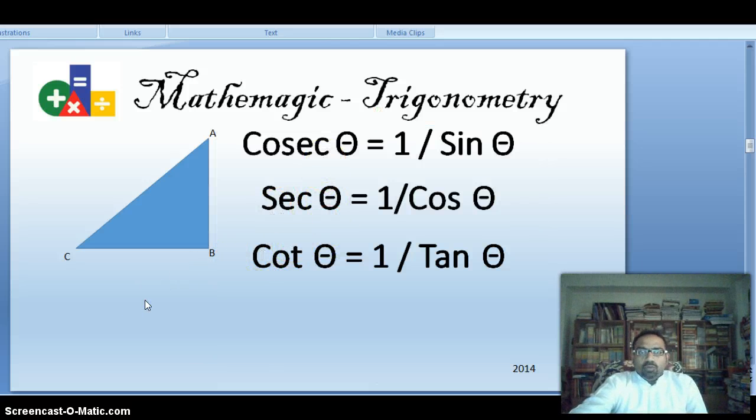Now what have we seen till now? We have seen the Pythagoras theorem: hypotenuse square is equal to the sum of the squares of the sides. Then we have seen sine of an angle, cosine of an angle, tangent of an angle. The formulas for those can be remembered using the mnemonic SOHCAHTOA. And then we found cosecant, secant, and cot. Cosecant is nothing but 1 by sine, secant is nothing but 1 by cos, and cot is nothing but 1 by tan.